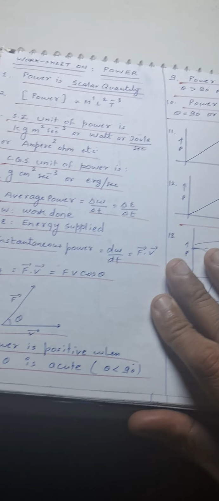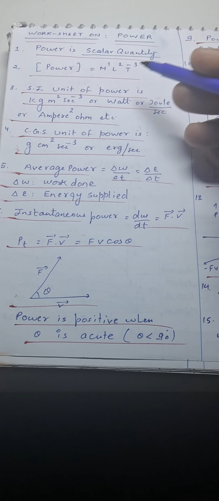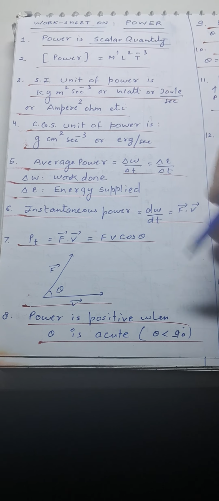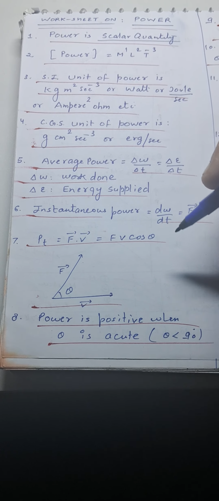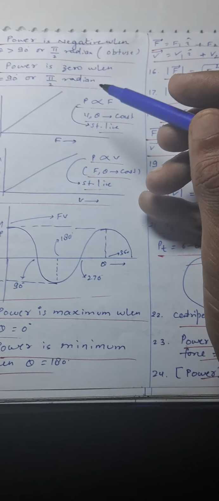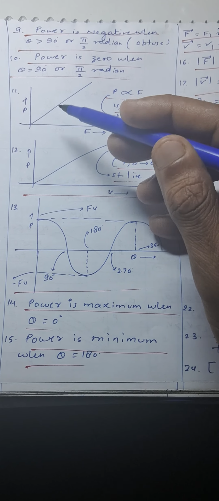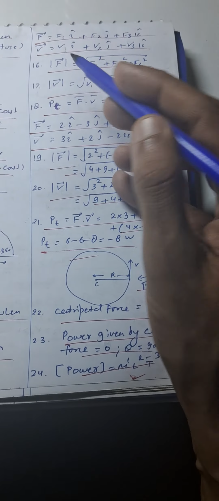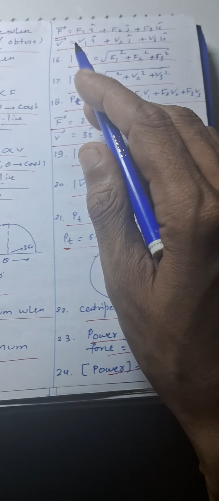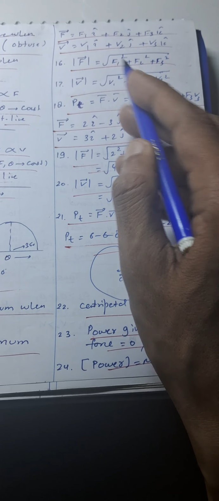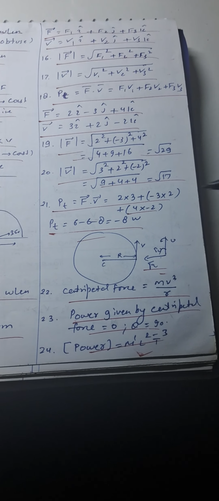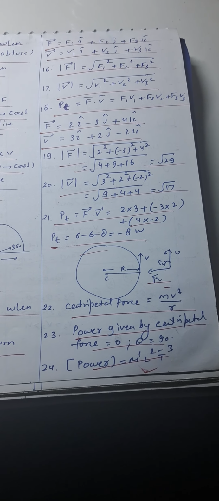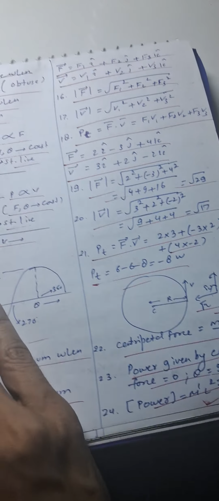Then there is another worksheet on power, scalar quantity, dimension, SI unit, CGS unit, average power, instantaneous power, power as a function of force and velocity and angle, positive power, negative power, zero power, graphs of power and force, power versus velocity, power versus theta, maximum, minimum. Then we have a numerical question based on force and velocity in vector form, so different questions based on that. Then we have a question based on a particle moving on a circular path, then centripetal force, powers, dimension of power.